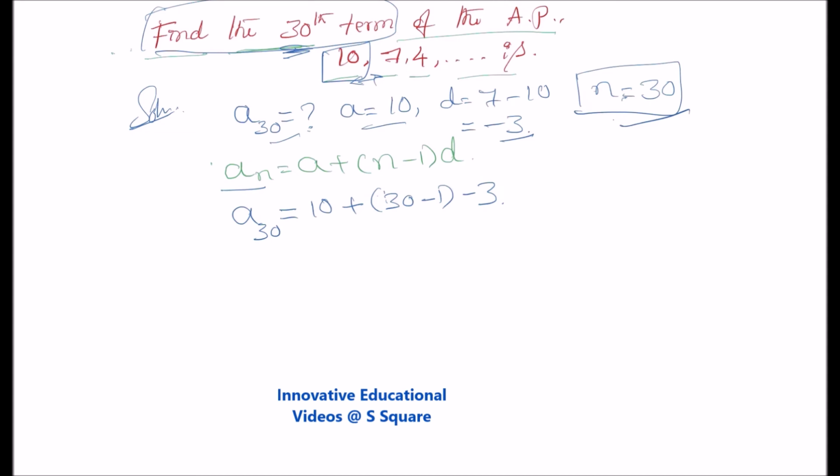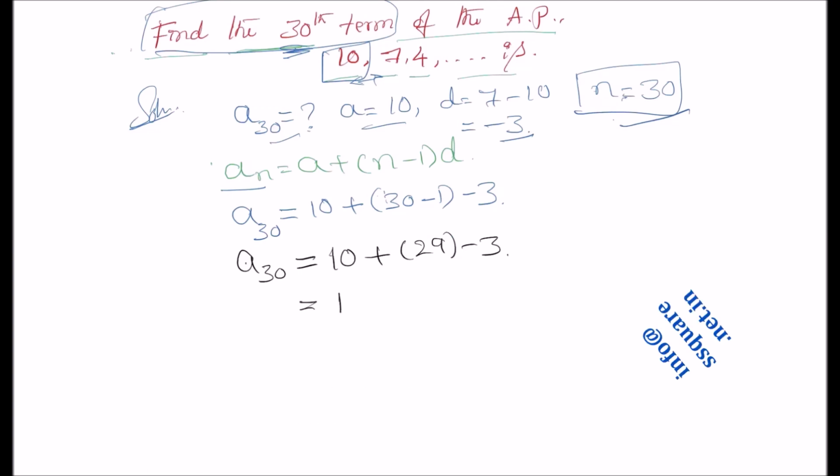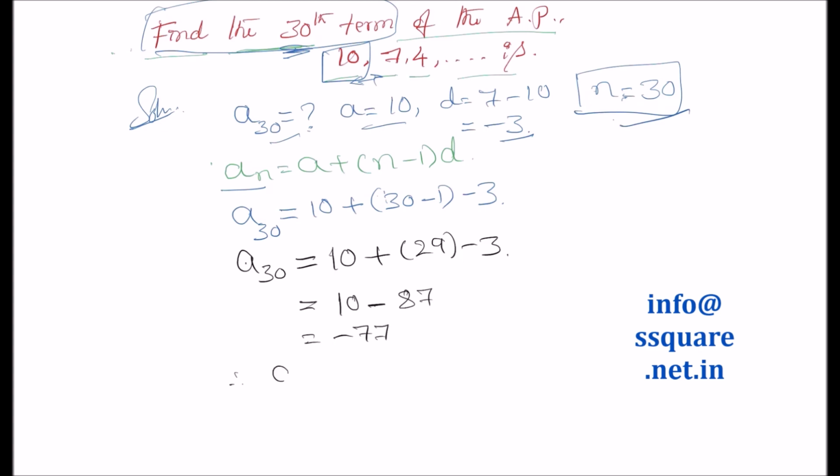Now it is very simple. You have to just simplify it. A30 is equal to 10 plus 29 into minus 3, which is nothing but A30 is equal to 10 minus 87, which is equal to minus 77. Hence, A30 is minus 77.